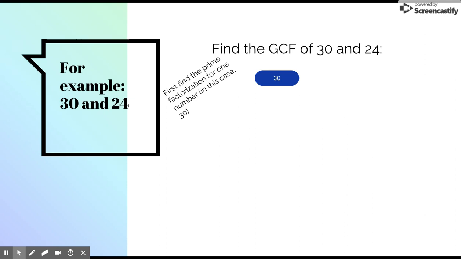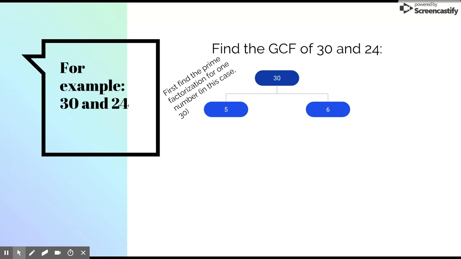Okay, so you write down your number, which is 30, and then draw two branches from it, looking like a tree, which kind of indicates the name factor tree method. And then you write down the two factors that when you multiply them, you can get 30. So I'm using 5 and 6, but you could use any other combination like 3 and 10 or 2 and 15.